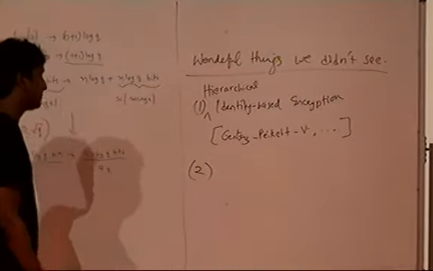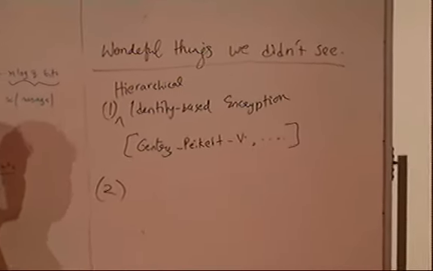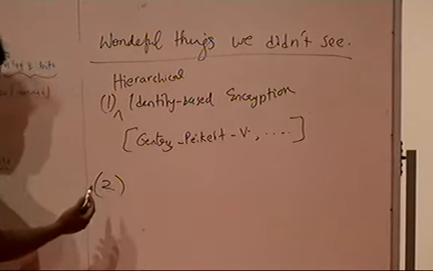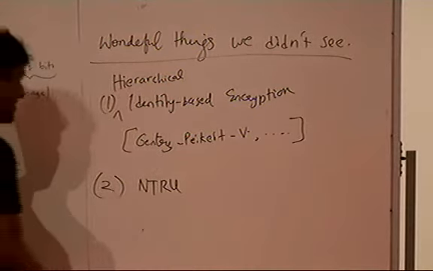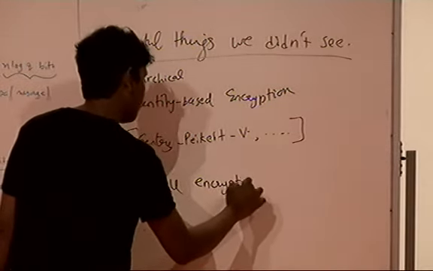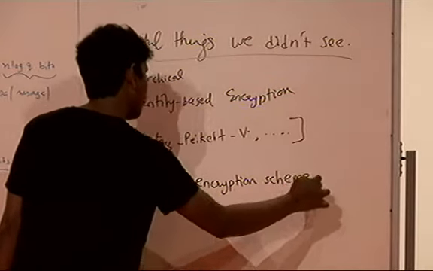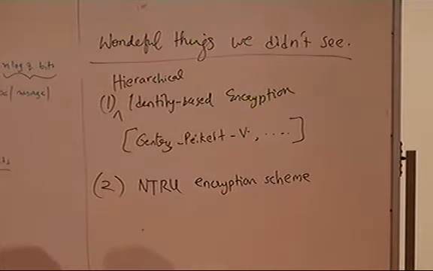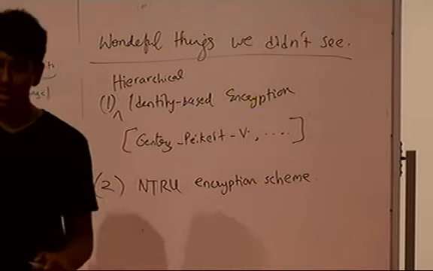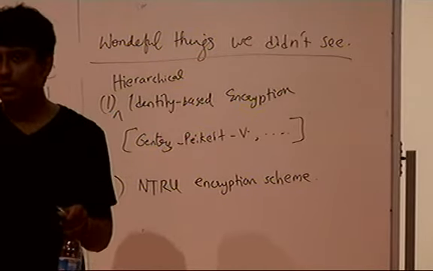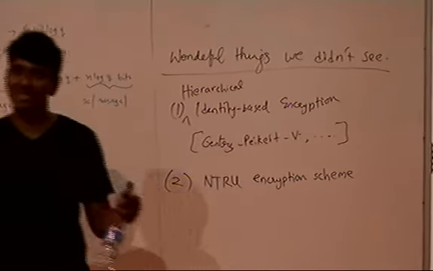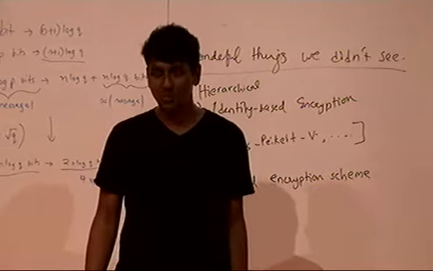The second thing I didn't show is the NTRU encryption scheme. NTRU is really perhaps one of the two oldest lattice-based encryption schemes. Till very recently, we didn't know how to prove the security of the scheme based on any standard assumption. The best we knew how to say was that the scheme is secure under the assumption that the scheme is secure. And that's not very useful.